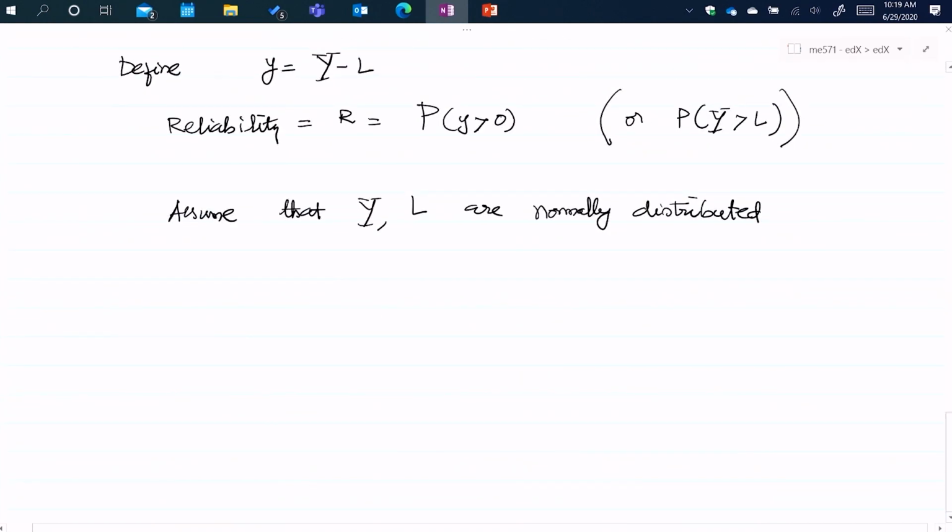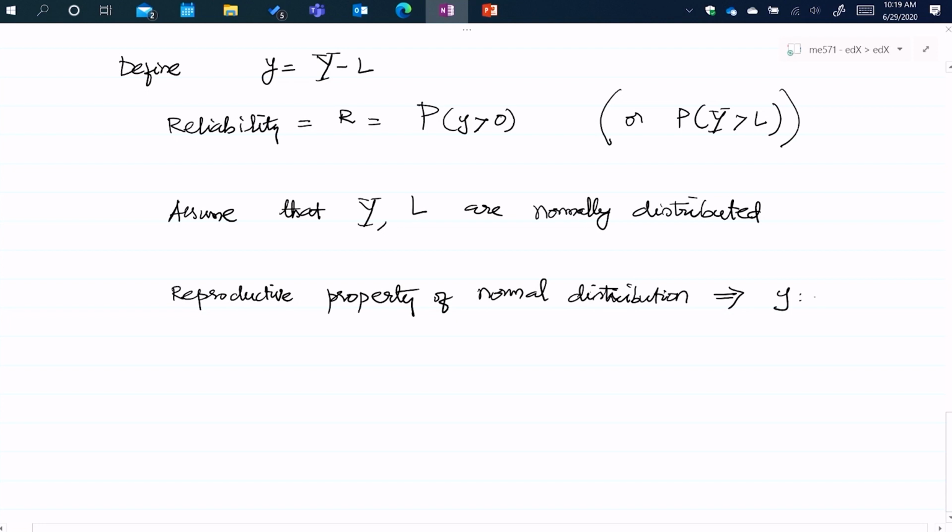Okay, so let's assume that they're all normally distributed. So we know from the reproductive property of normal distribution that y, little y, which is equal to cap Y minus L, is also normally distributed. These are the kinds of properties that are helpful for us.